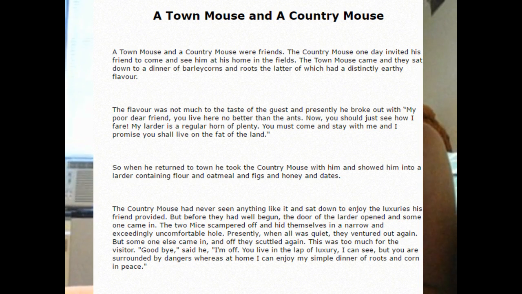The flavor was not much to the taste of the guest, and presently he broke out with, "My poor dear friend, you live here no better than ants. Now you should just see how I fare. My larder is a regular horn of plenty. You must come and stay with me, and I promise you shall live on the fat of the land."